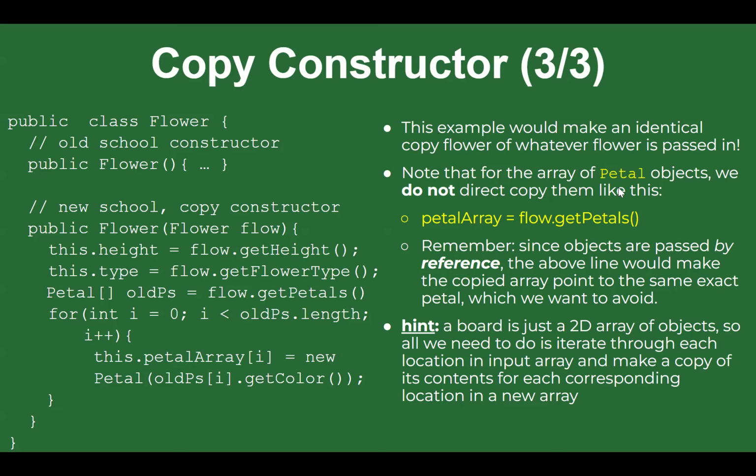Note that for the array of petal objects, we do not directly copy them like this: petal array equals flow dot get petals. Remember, since objects are passed by reference, the above line would make the copied array point to the exact same petal, which we want to avoid. And also, as a hint, a board is just a 2D array of objects. So all we need to do is iterate through each location in the input array and make a copy of its contents for each corresponding location in the new array.